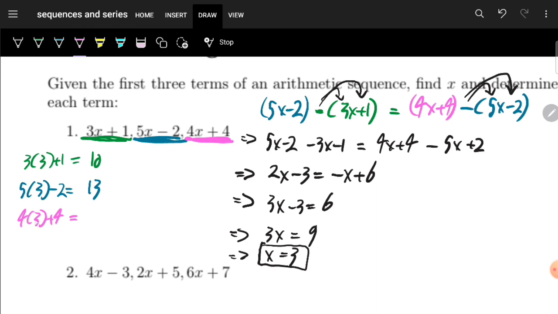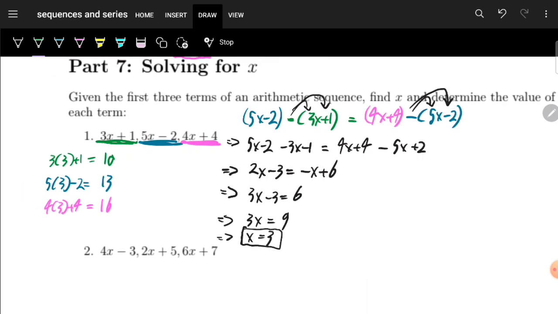So then this one is 12 plus 4, so 16. And we can calculate our common difference to be 3, right? And so we go up by 3 here and 3 here. The difference is the same for both, so we can be sure that this is an arithmetic sequence.